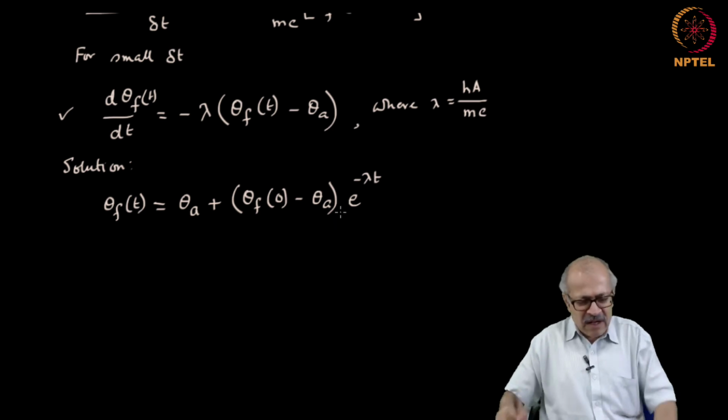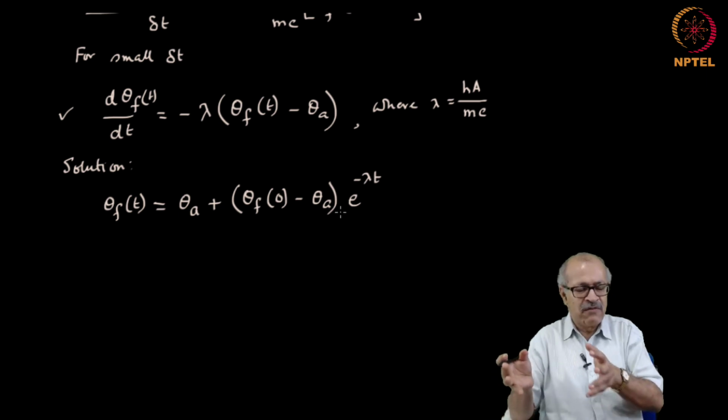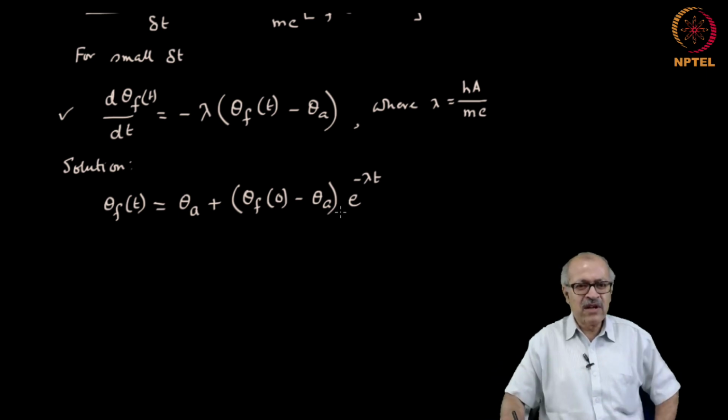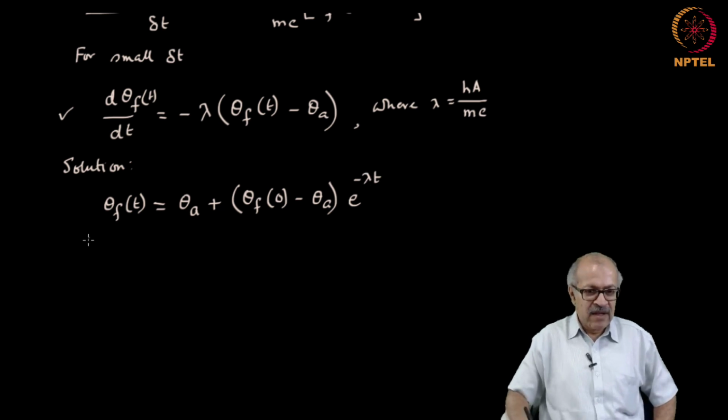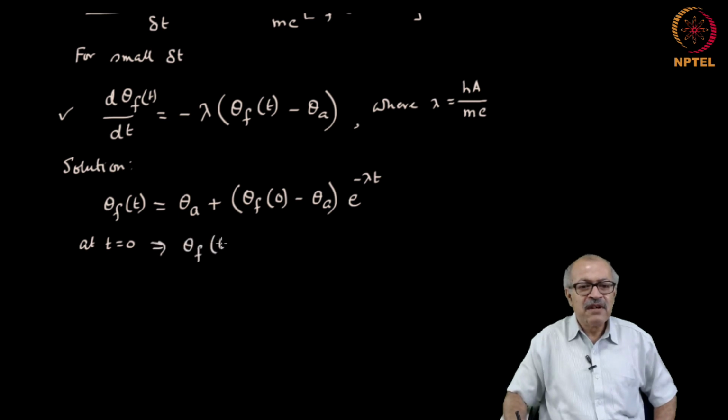Now, a quick check first. Any theorist would do a very quick check whether we are on the right track or not. How? Simply by putting t equal to 0 and t equal to infinity. So, at t equal to 0, this becomes 1, and therefore theta a minus theta a. So, that gives theta f at t equal to theta f at 0, which is right.